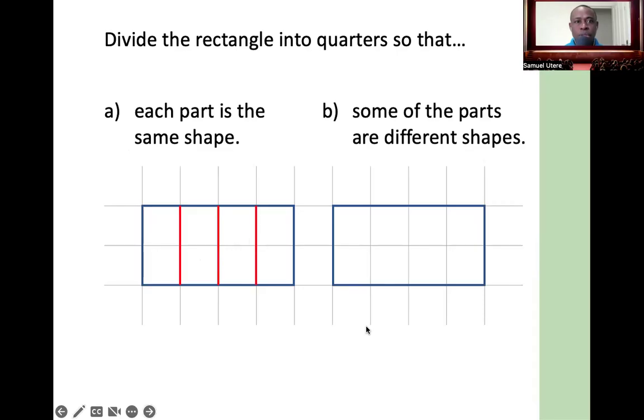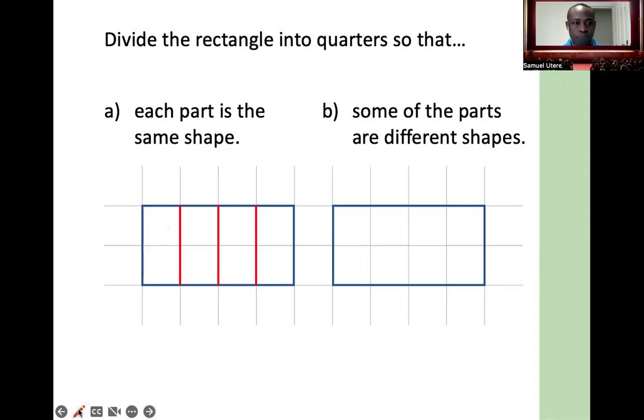If we have to divide this into quarters so that each part is the same shape, we can simply do this. So you can see that this is 2/8, so 2 centimeters squared. So 2/8. Let's write this.